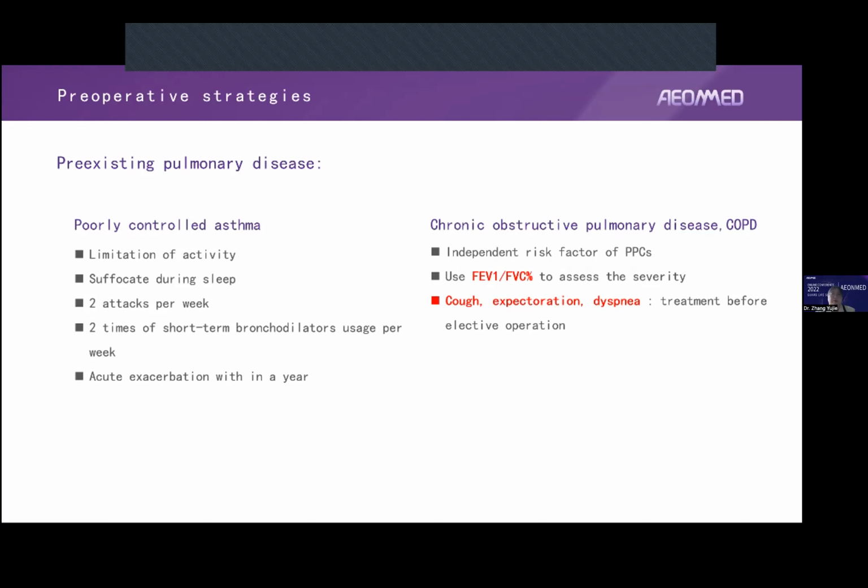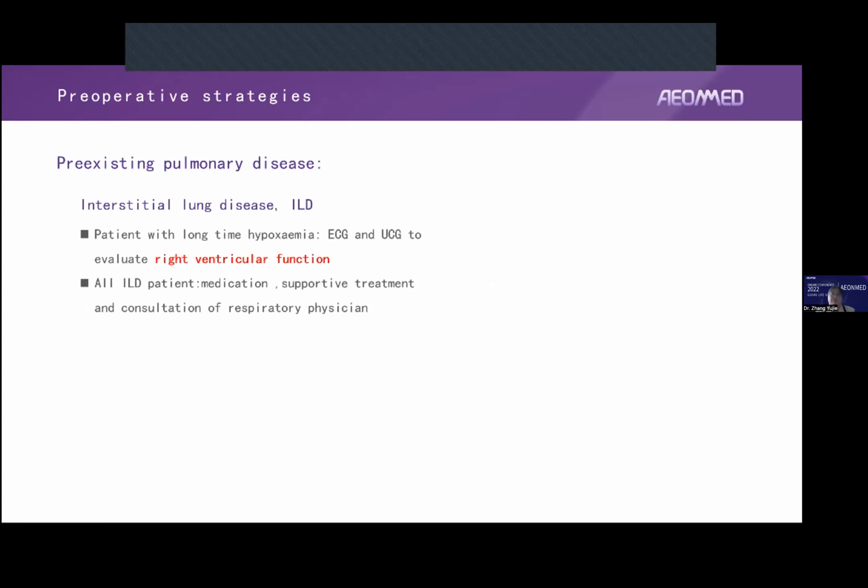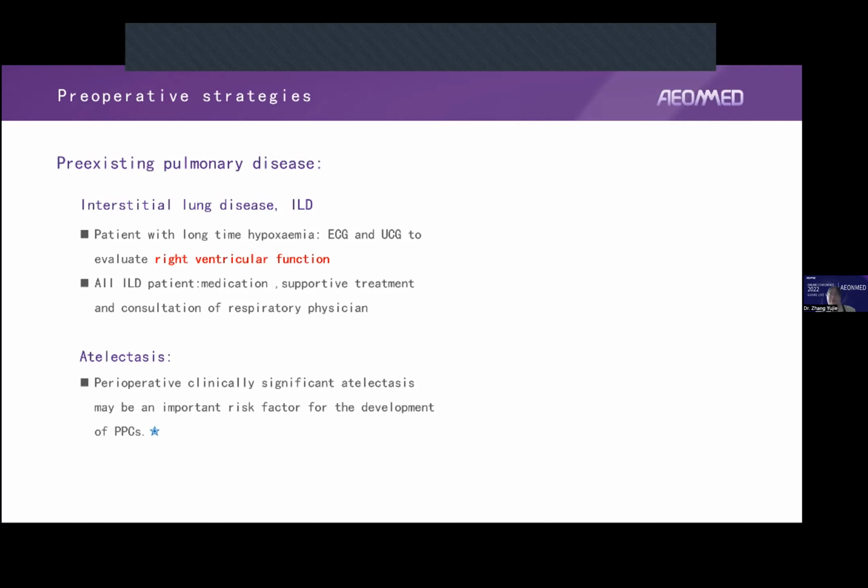Okay, for patients with interstitial lung disease, ILD, an extra cardiac examination like ECG or UCG should be used to evaluate the right ventricular function. And supportive treatment and consultation from a respiratory physician is also needed. And significant atelectasis caused by any reason might be a very important risk factor for PPCs. If possible, for example, if the patient has a pleural effusion, a treatment like drainage should be done before the surgery.